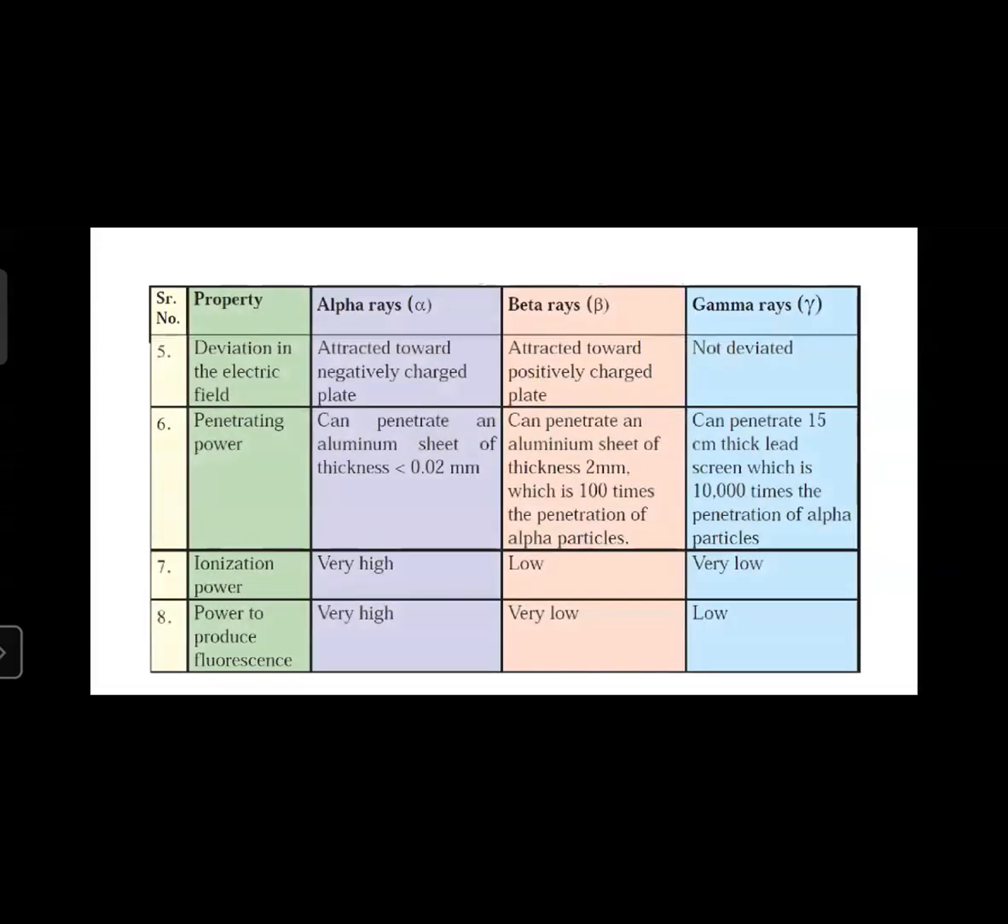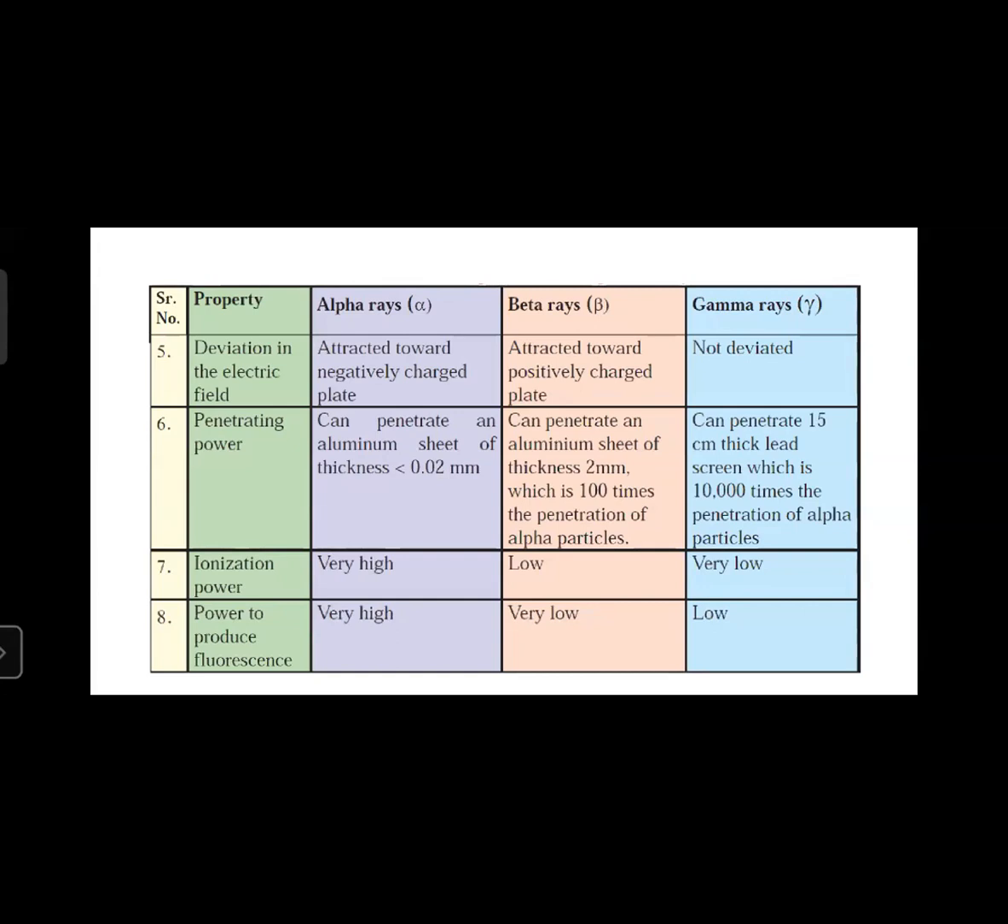Next, deviation in the electric field. Alpha rays are attracted toward the negatively charged plate, beta rays are attracted toward the positively charged plate, and gamma rays do not deviate. Penetrating power: alpha rays can penetrate an aluminum sheet of more than 0.02 millimeter thickness. Beta rays can penetrate through a 2 mm thickness of aluminum sheet. Gamma rays can penetrate a 15 centimeter thick lead screen, which is 10,000 times larger than that of the alpha particle.